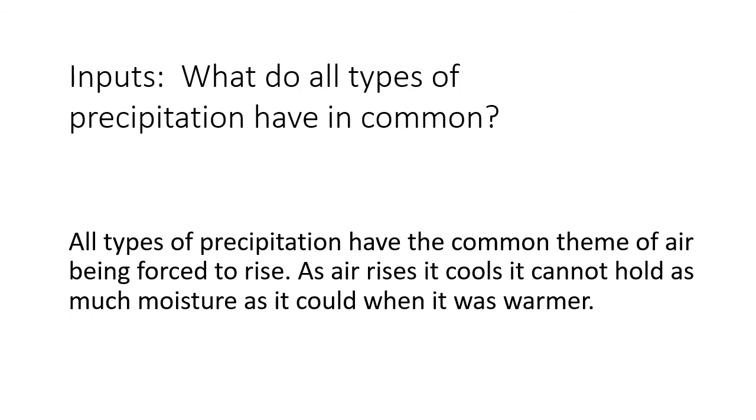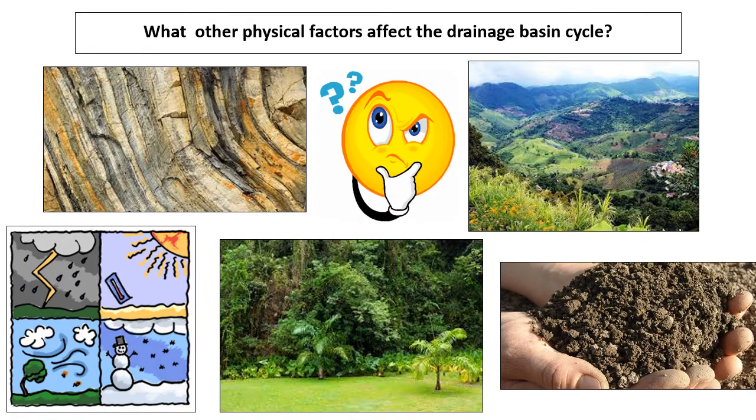Okay, so that's basically our types of precipitation. Now that's going to have a major impact on the input going into it. The amount of rain, how heavy the rain is, the intensity of the rain, that's going to be controlled by the type of precipitation. Next, what we need to look at is other factors that are going to affect those cycles in a drainage basin.